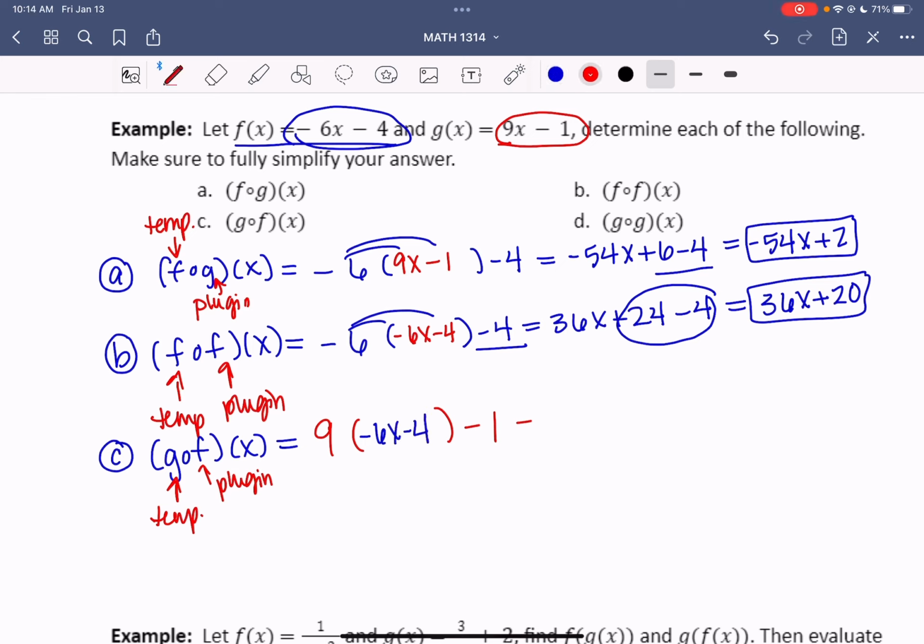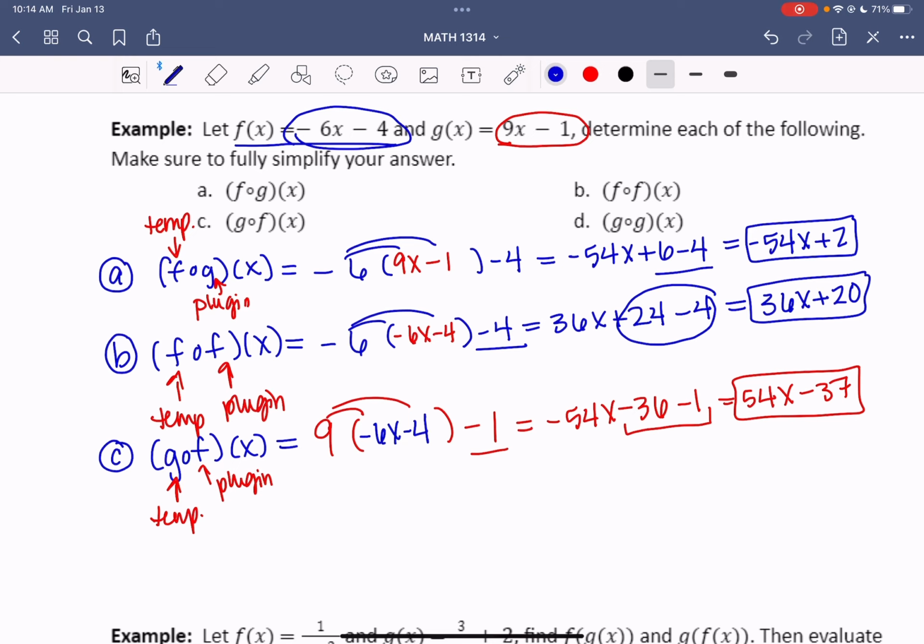Now I'm going to simplify this up, so I'm going to distribute the 9. The 9 is not going to the negative 1 because 9 is only touching the parentheses, so that's negative 54x minus 36 minus 1, and then I can combine those two together. So I get negative 54x minus 37.